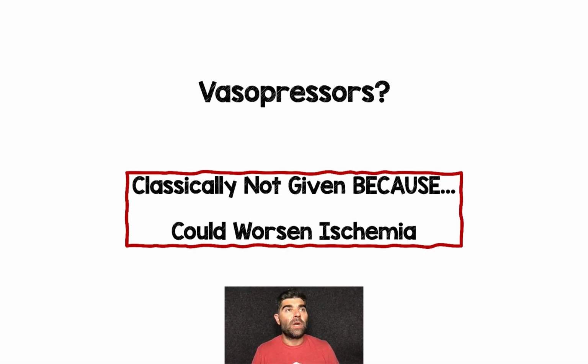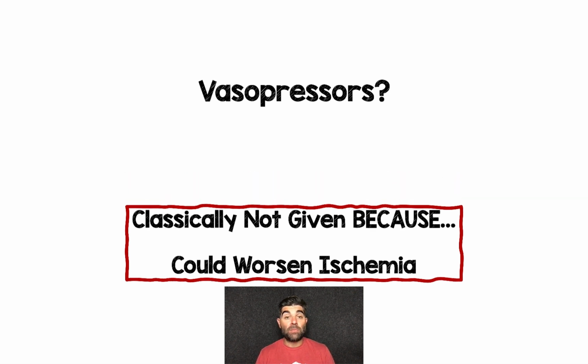What about vasopressors to help you with your perfusion and systolic blood pressure and MAPs? Classically, vasopressors haven't been given in trauma, and the thought is because of peripheral vasoconstriction that you could potentially worsen ischemia to end organs. And so this is a rather controversial topic, and I found 2 papers on this.